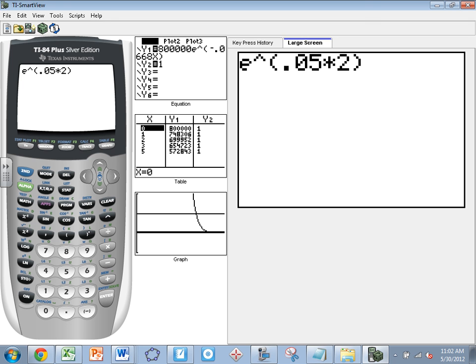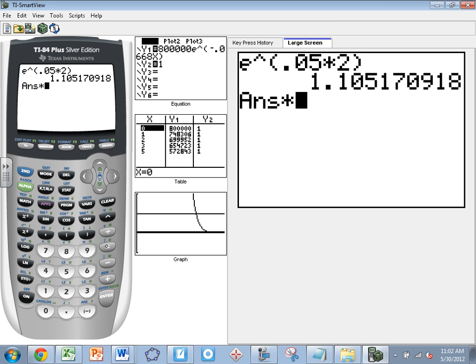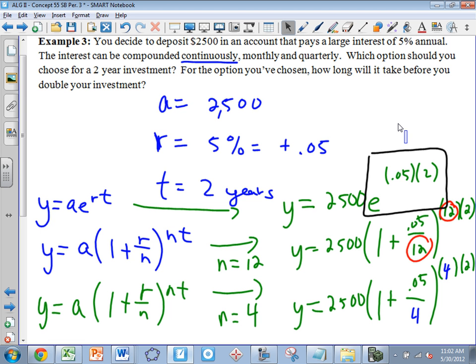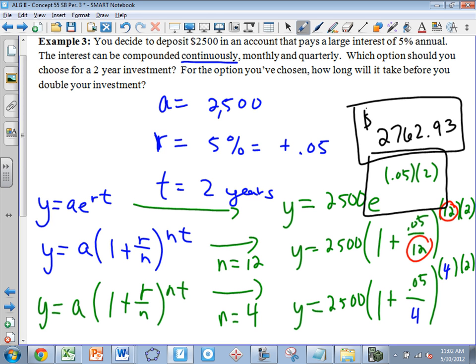I'm going to get an answer. That's going to be my actual increase value of my rate, times 2,500, which was my principal value, or my starting value. So I get 2762.93. That's what I get for continuous compounding.